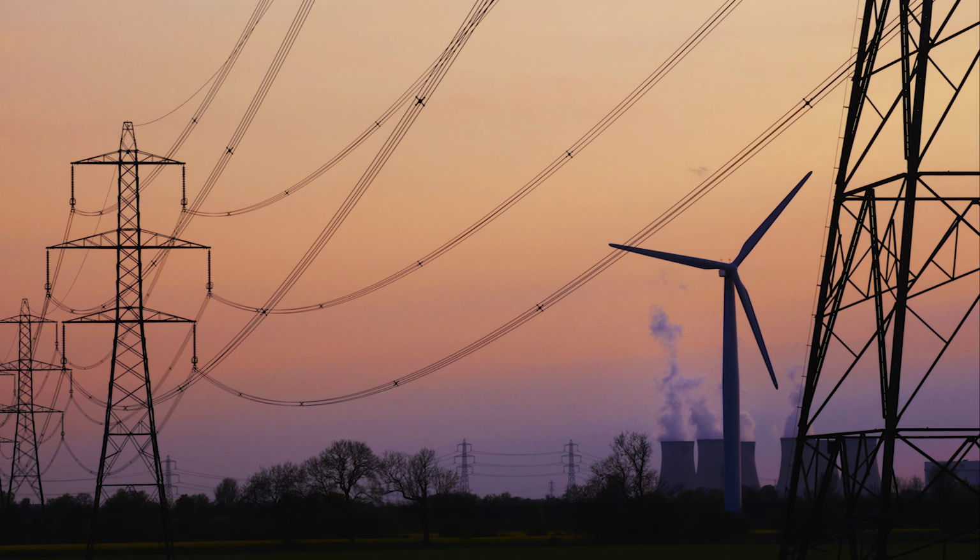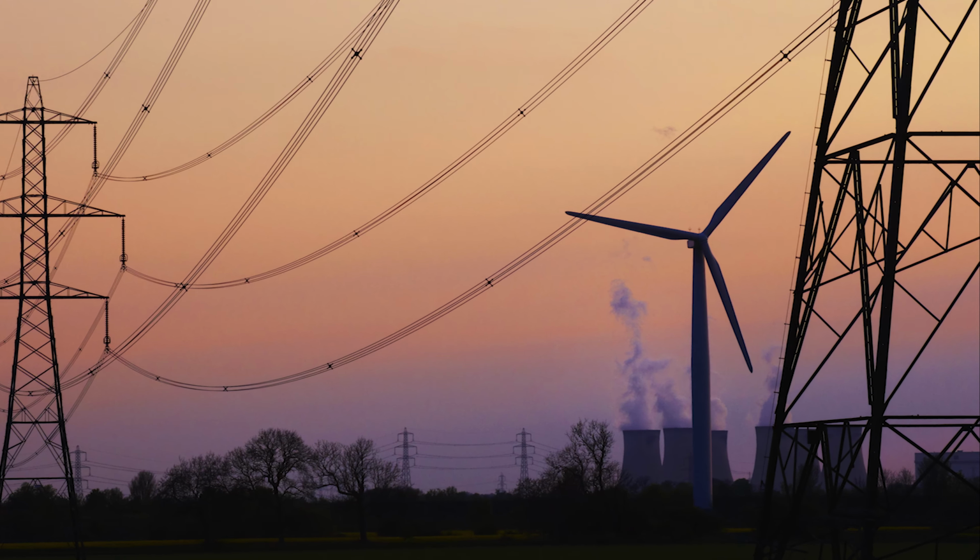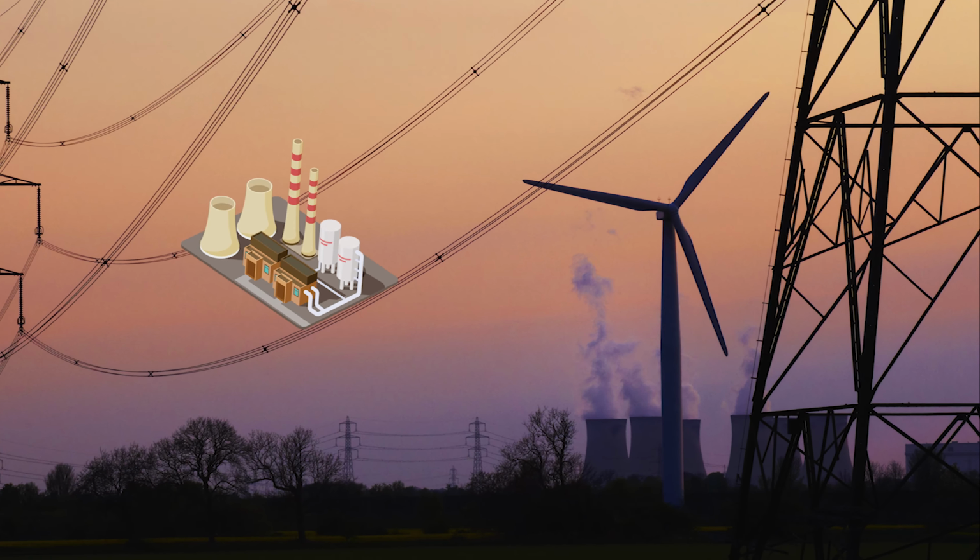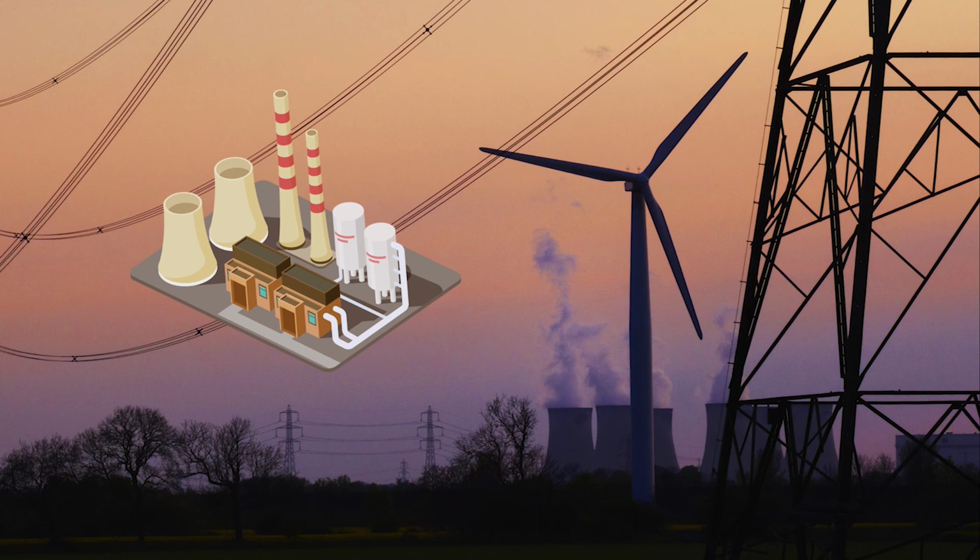Let's start off by taking a look at the grid. In the UK, power has traditionally been generated centrally at a small number of very large power stations. Power is then transmitted across the country at very high voltages, using overhead cables or sometimes buried cables. This is called the transmission network.